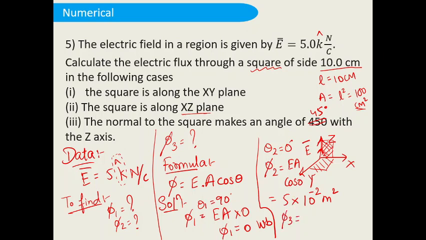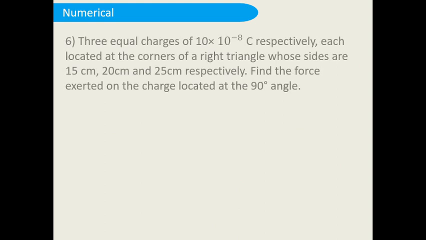Phi 3 now. Now this is written that it is making an angle 45 degrees. So directly theta 3 is given, it is 45 degrees. This is EA cos 45. Cos 45 is 1 upon root 2. E value is 5. Area is 10 raised to the power minus 2. And this 1 upon root 2. Okay, so you have to solve this and get the value of phi 3. This will be in Webers. So the solution is homework. Please solve this. Let us go to the next question now.